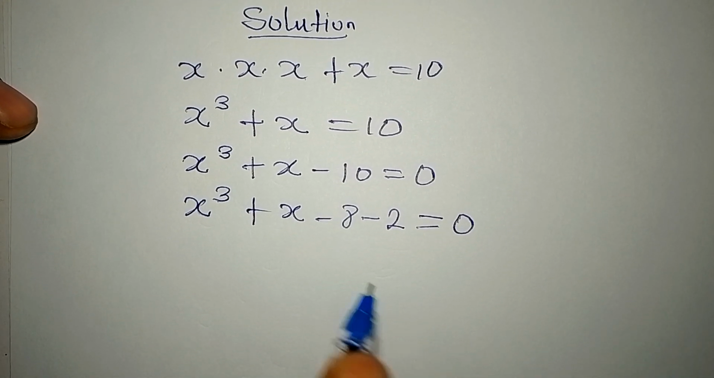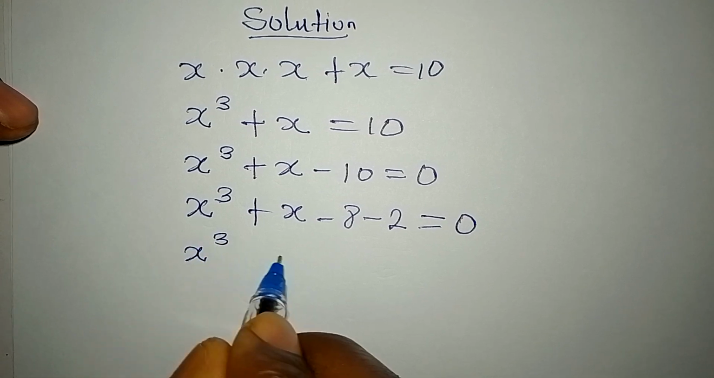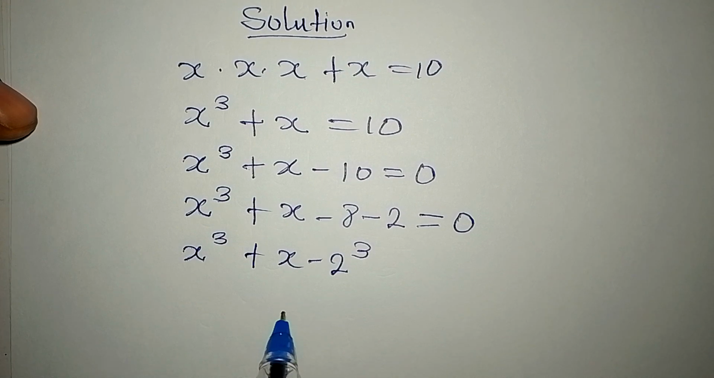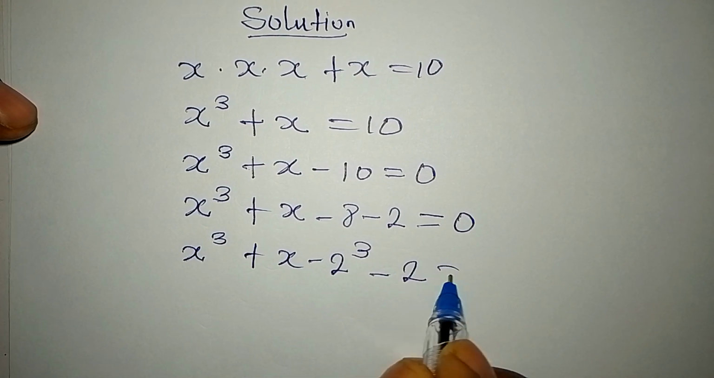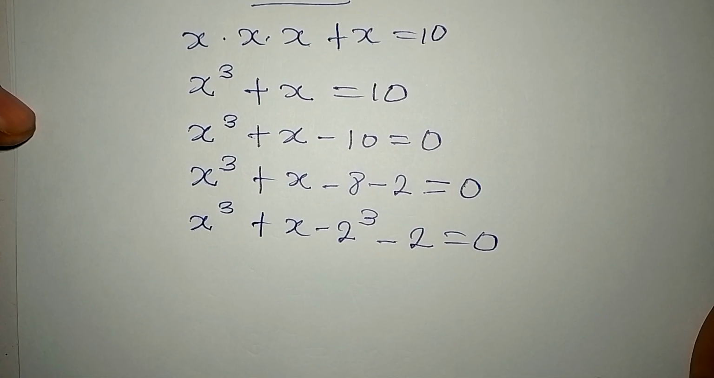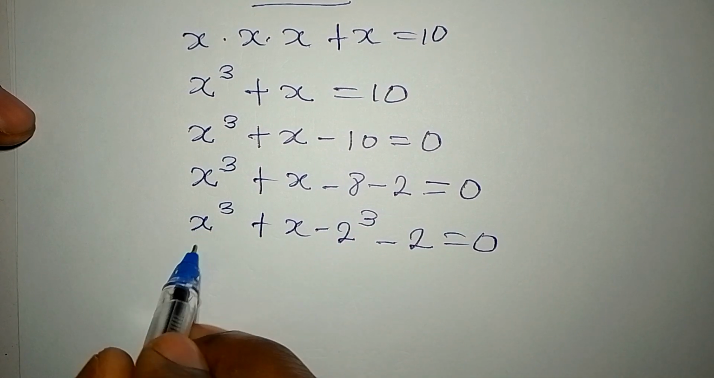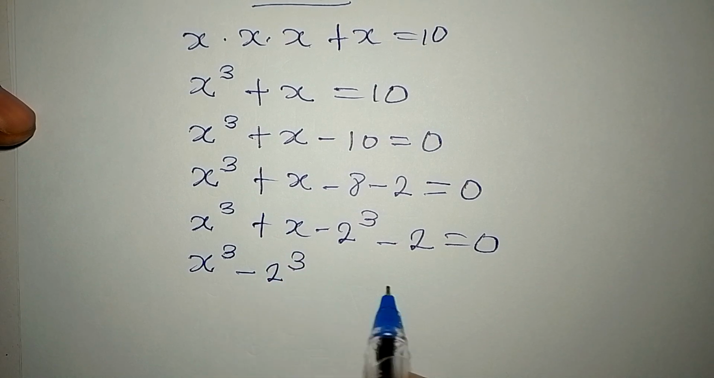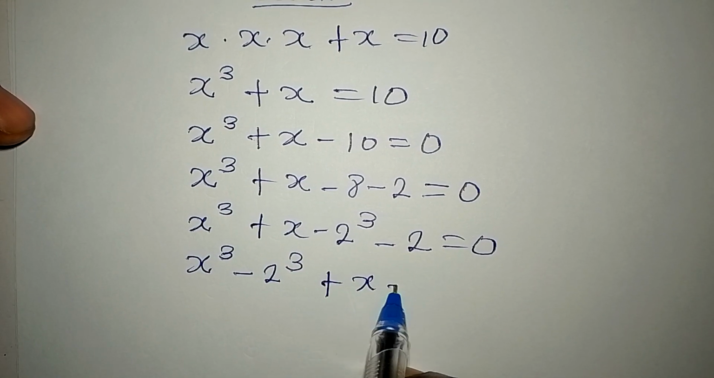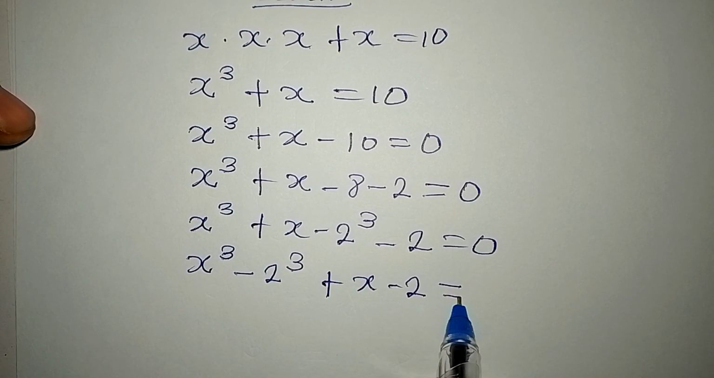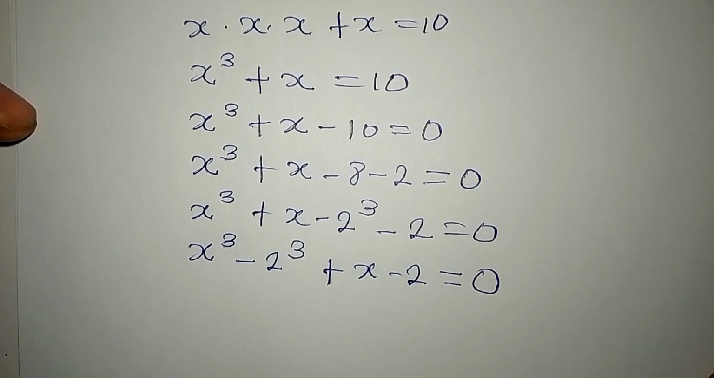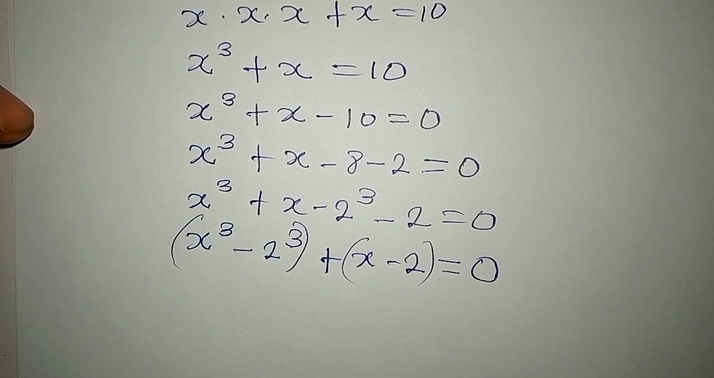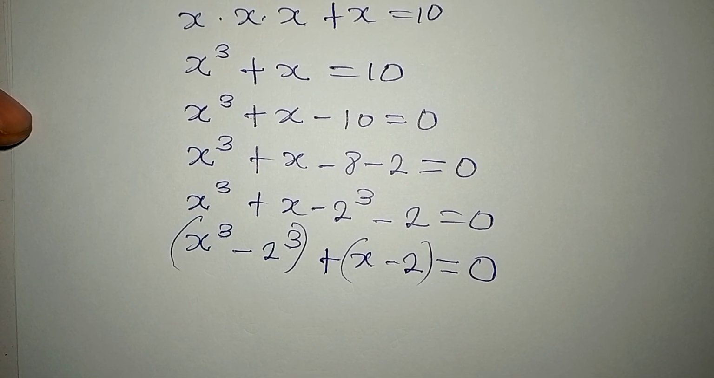Now, what do I do? Do you know that 8 here is 2 to the power of 3? Then we have minus 2 equals 0. Okay, so that this and this will come together, x to the power of 3 minus 2 to the power of 3. Then I'll have plus x minus 2. We equate everything to 0. So that we can now group this and deal with them very quickly.